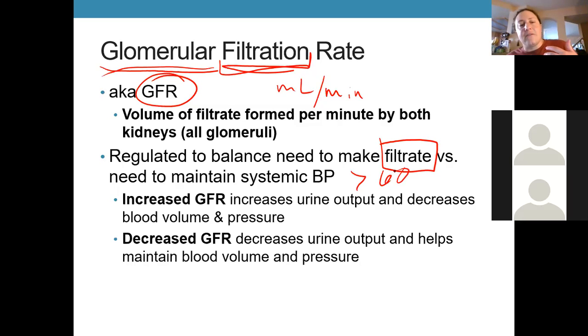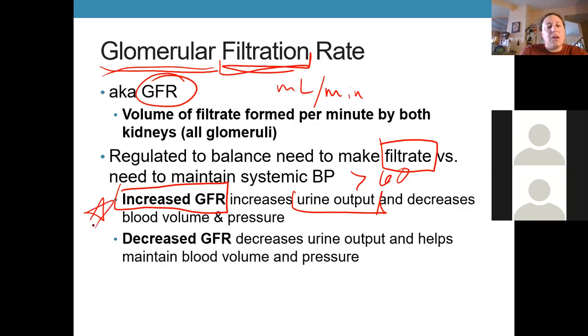So if we have too much blood volume or we need to make more urine for some reason, the kidneys can increase the rate at which they're filtering. So we increase the GFR. This will result in more urine being produced and will decrease the blood volume and pressure. And we know that this happens, like if you're overhydrated and you have too much blood volume. We know that the opposite is true to a certain extent, although this one is more important. We can decrease the glomerular filtration rate to some extent if we need to preserve blood volume and pressure.